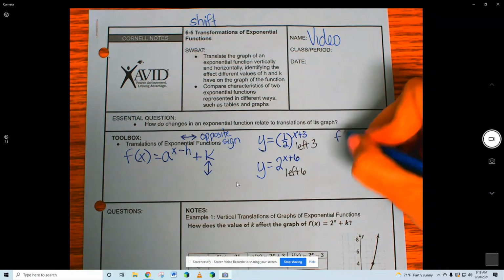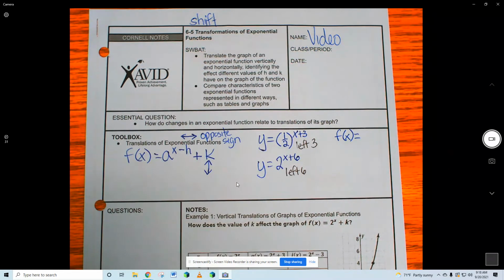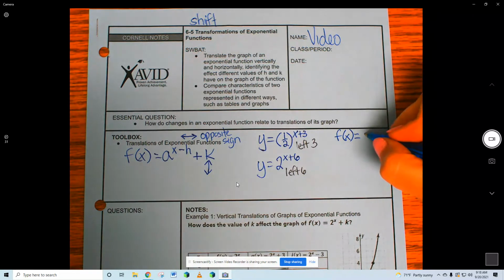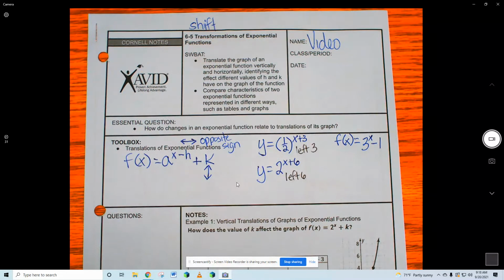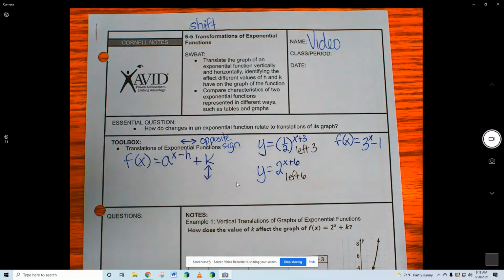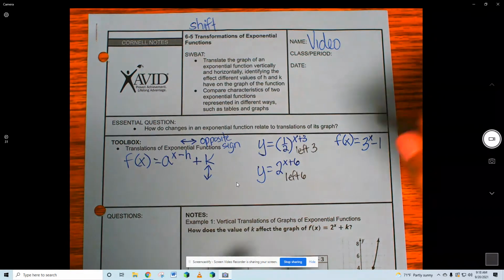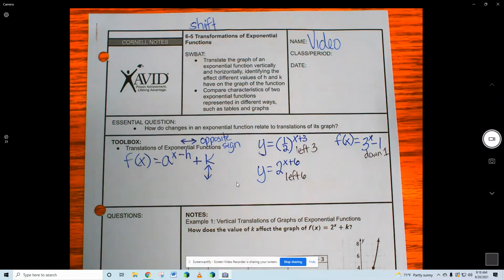I can also use f of x instead of y. Here's a third example I'm going to give you. f of x equals 3 to the x power minus 1. I don't ever say that that is 2. You never would graph that and be like, oh, look, 3 minus 1 is 2. No, no, no. Arturo, what were you going to say the minus 1 means? Down 1. All right.